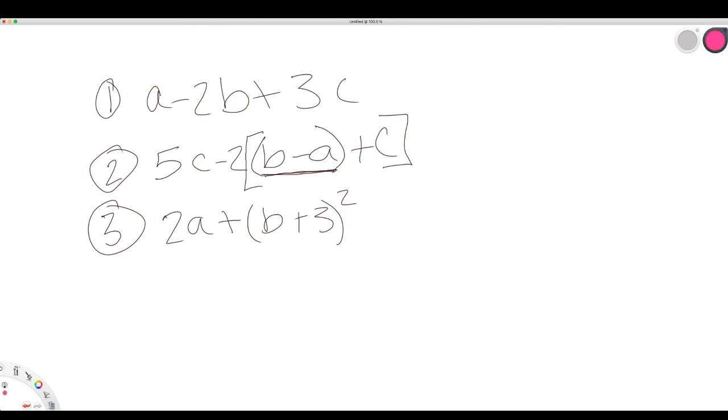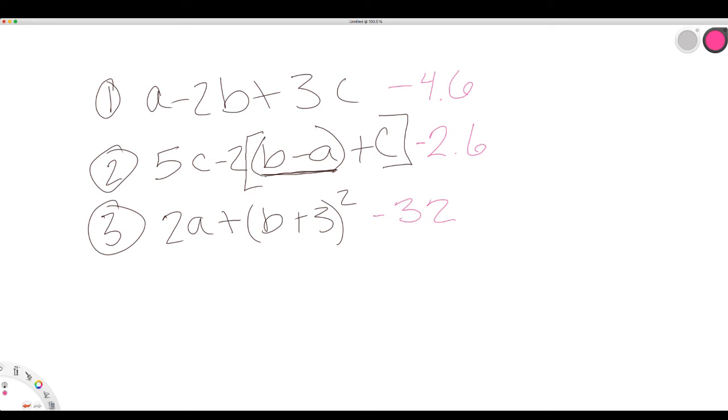So in this first one here, the answer for this one is going to be 4.6. The answer for the second one is going to be 2.6. And your answer for the third one is going to be 32. Okay? So these are going to be the answers to these problems. If you get these answers, you've done it correctly.